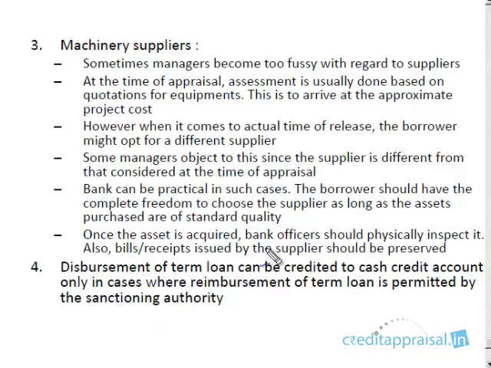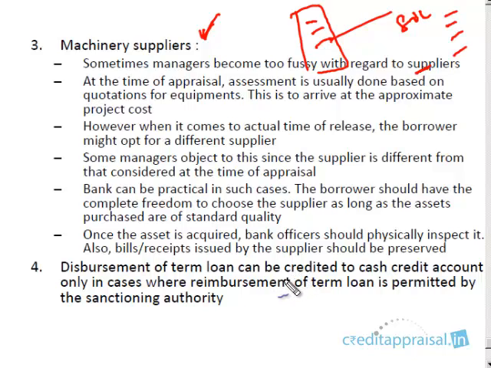One more point regarding disbursement is when you sanction this loan for machine or equipment, sometimes managers become very fussy with this regarding the supply. At the time of sanction, there's a project cost: land, building, machinery. Say, for example, this machinery is 80 lakhs. At the time of preparation of the project report, the company has given an estimate that this project is going to incur expenditure of 80 lakhs towards plant and machinery, and this is the list of machines.